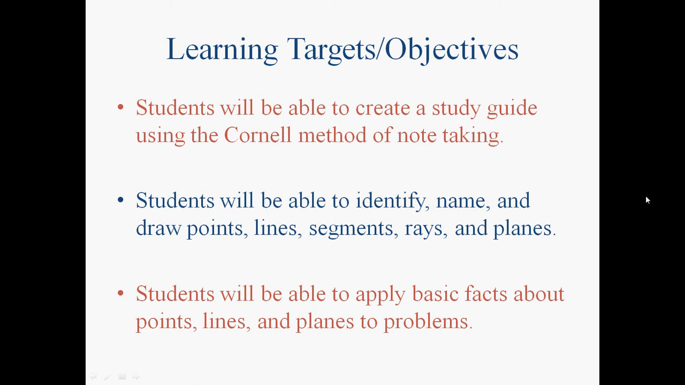The learning targets and objectives for this lesson are that you will be able to create a study guide using the Cornell Method, identify, name, and draw points, lines, segments, rays, and planes, and that you will be able to apply basic facts about points, lines, and planes to problems using postulates.